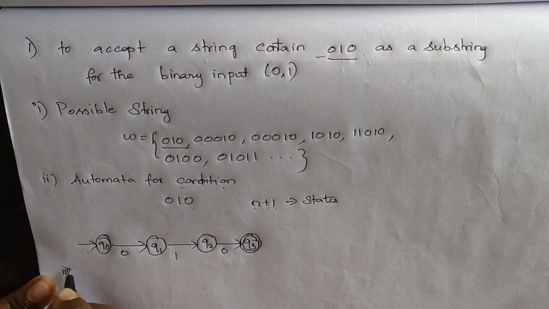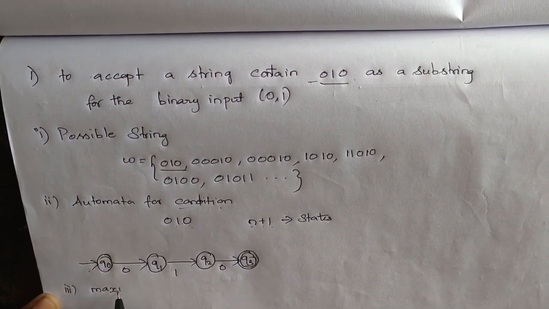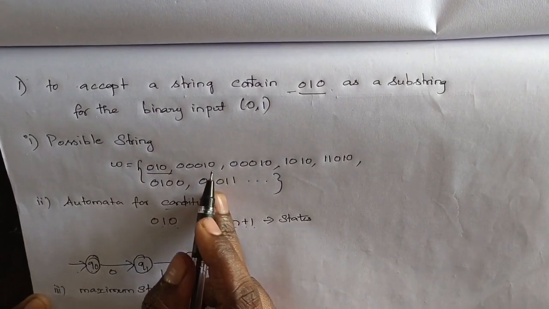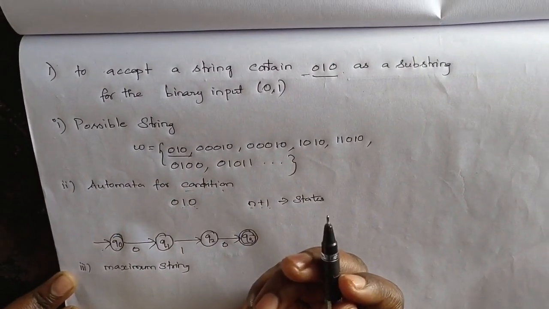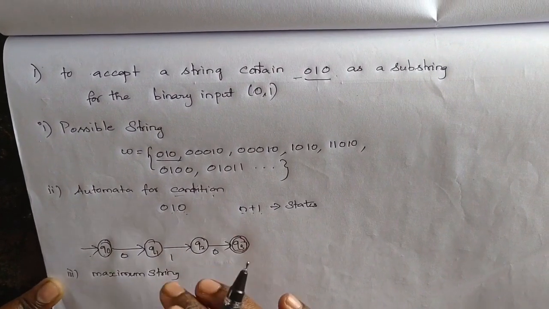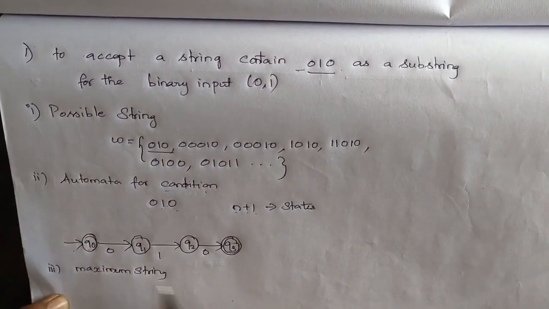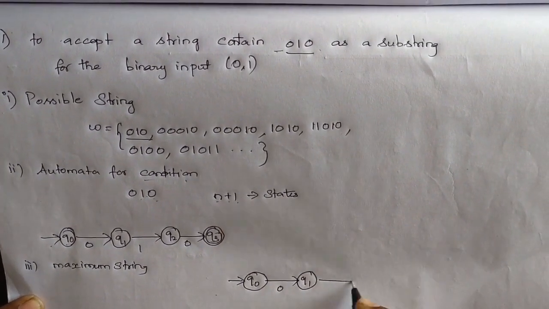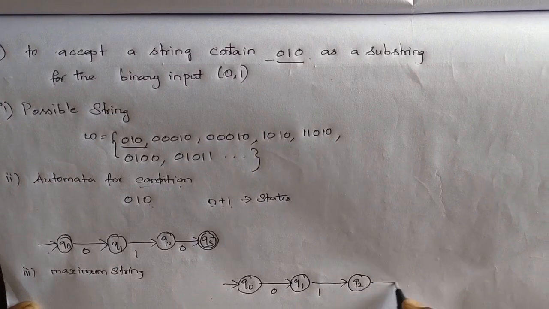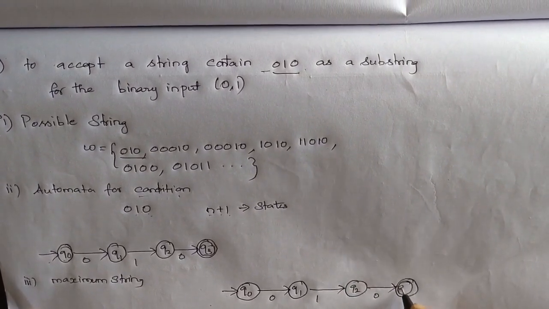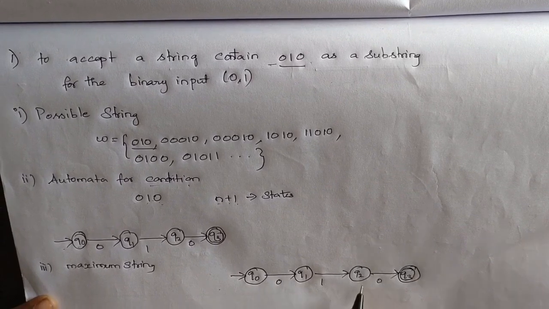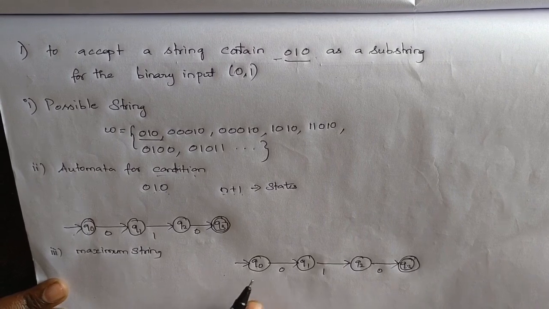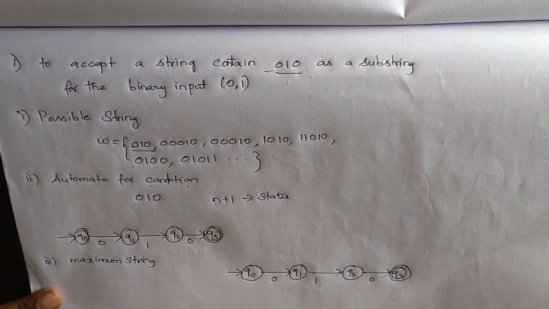Next, third, we have to convert it into the maximum string. The maximum string is nothing but one that has n number of zeros in the front, or n number of ones, or a combination of zeros and ones in the front and back. So this is the maximum string condition. First you have to draw that minimum one: Q0, 0, Q1, 1, Q2, 0, Q3. Next, for every state we have to check what input is transferred, what the balance input is, and how we have to transfer it without changing the condition given in the question.